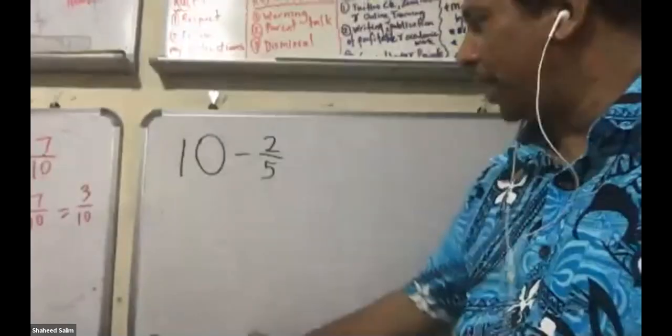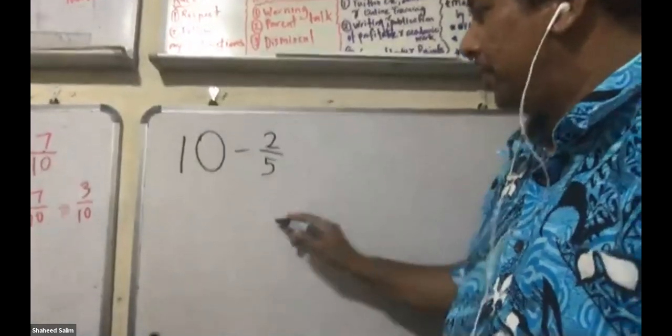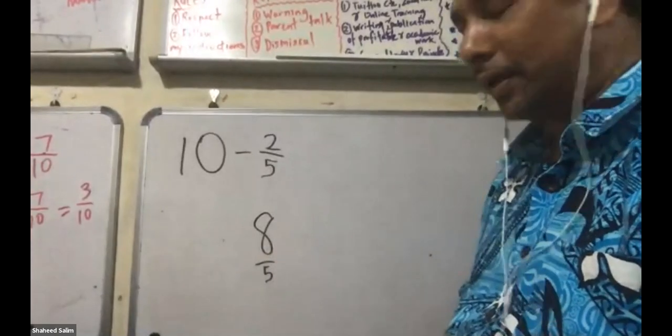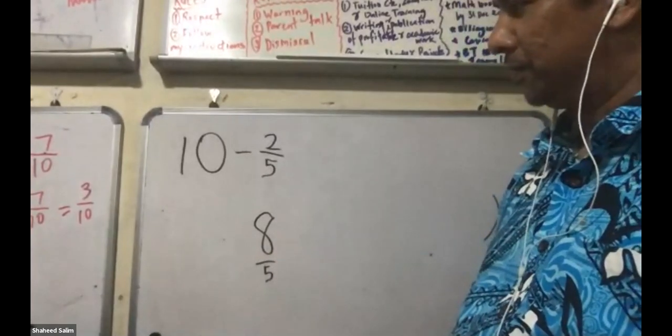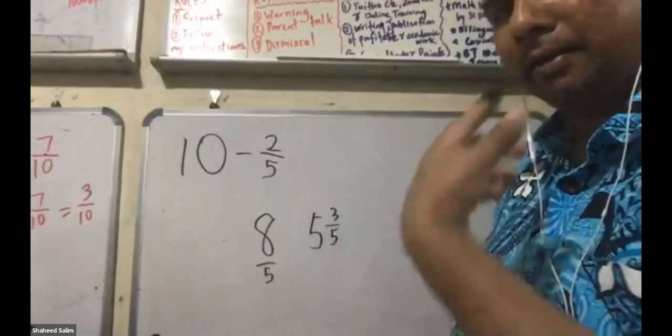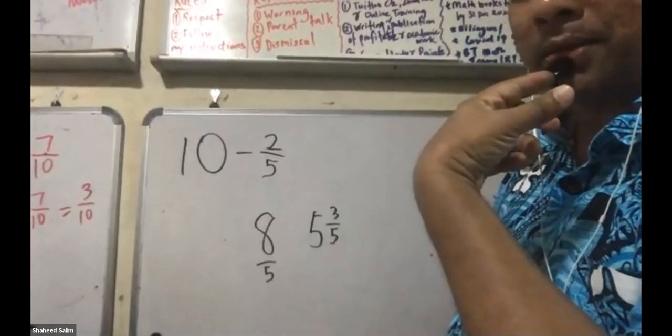Eight out of 5. 8 out of 5, like that. Okay, let us see. 5, 3 out of 5. That's my answer. Okay. Iman can do it. What's your answer, Iman?